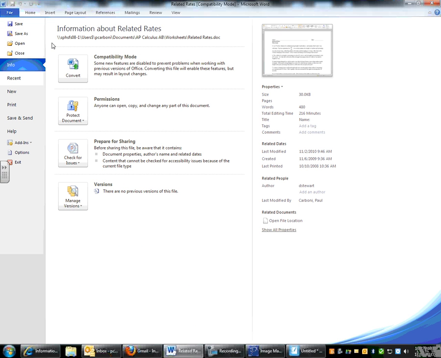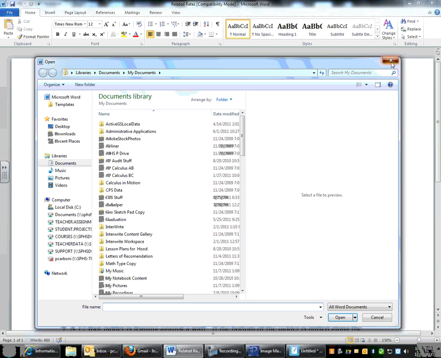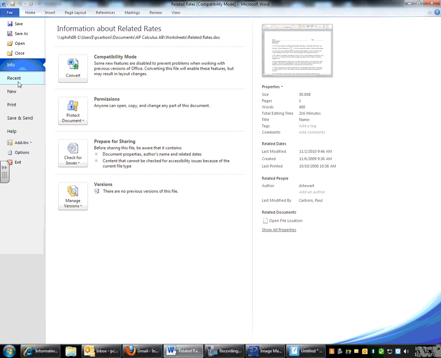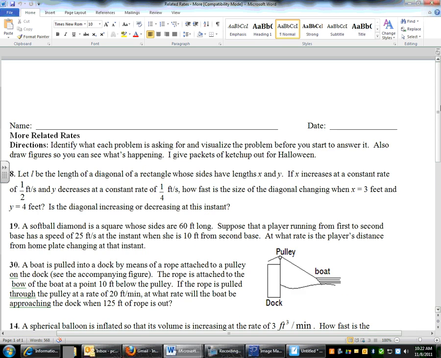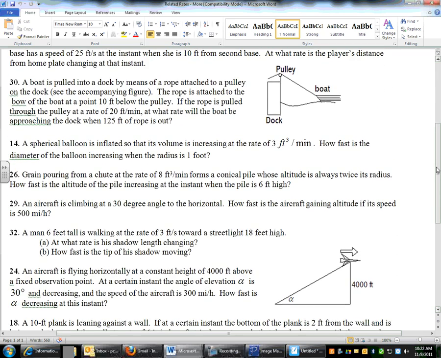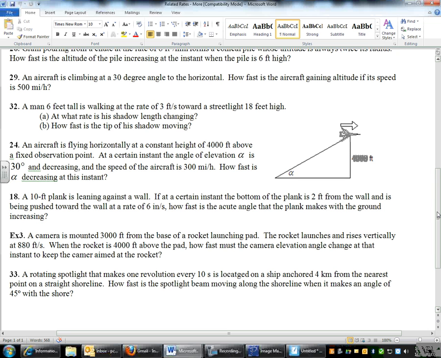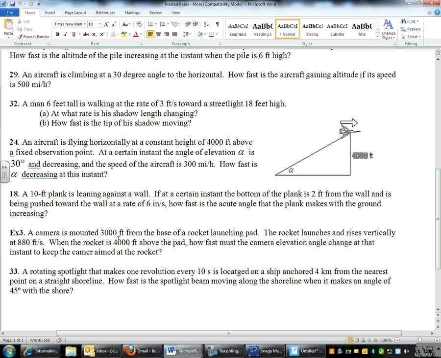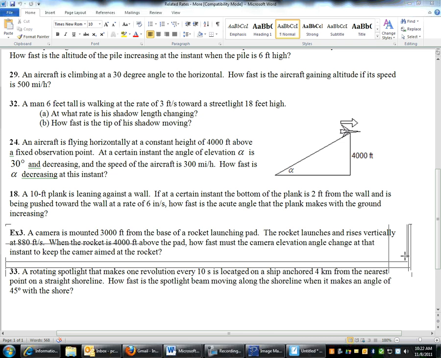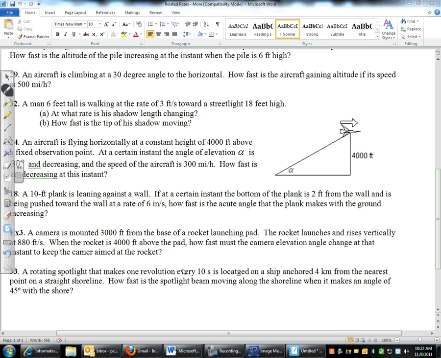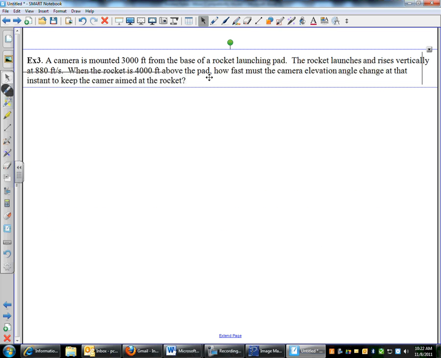Not that sheet, it's on the back. I need to open up the back. Oh, no, that's not what I want. Go away. Related rates more. Number EX3. Oh, jeez. I forgot that when I'm recording it does these stupid lines. Oh, well. You can still read that, right?